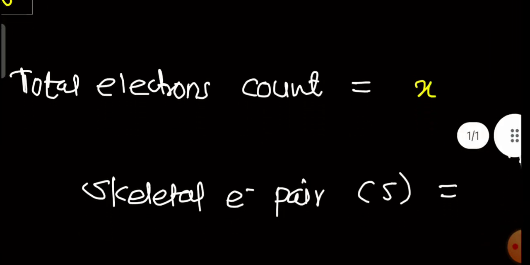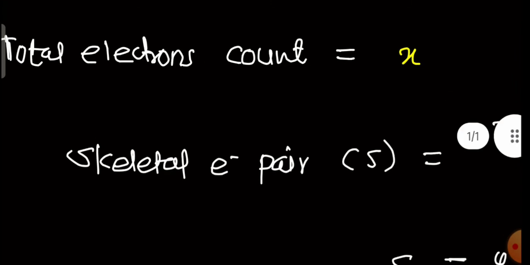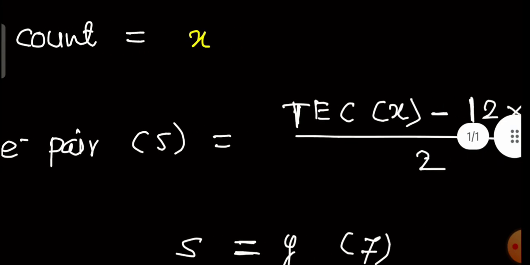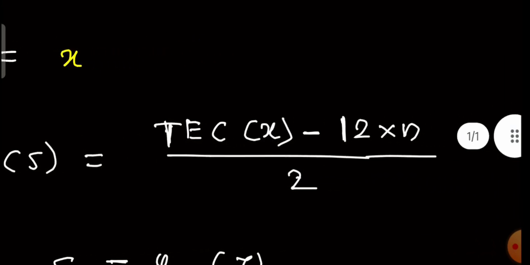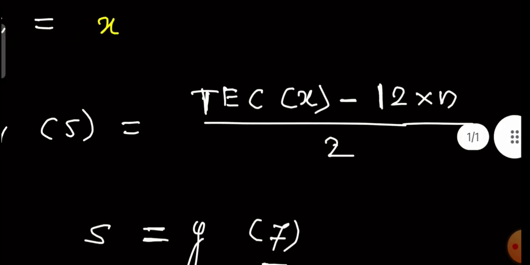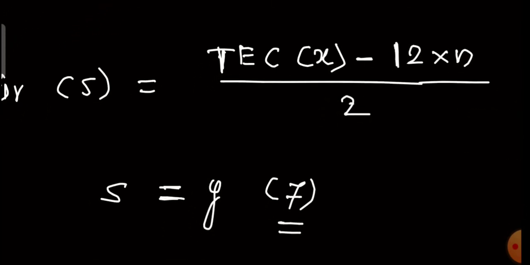Now from the total electron count we find the skeletal electron pair, S. The skeletal electron pair is the total electron count, x, which is already calculated in step number 1, minus 12 times n, where n is the number of metals, divided by 2. This is the formula from which one can find the number of skeletal electron pairs. Using that we can find out the geometry as well as the type of cluster, whether it is closo, nido or arachno.